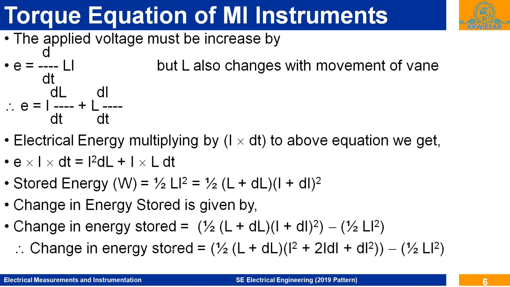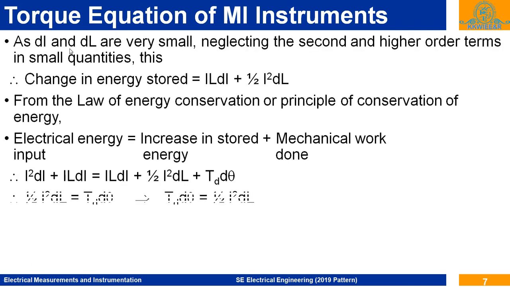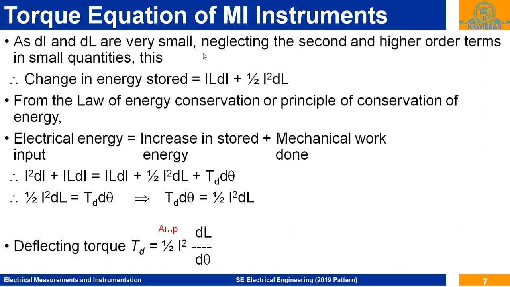So this bracket is expanded here. As di and dL are very small, there is a small increment in the current, and with this there is a small change in the inductance. So we neglect the second and higher order terms, because they are small quantities.